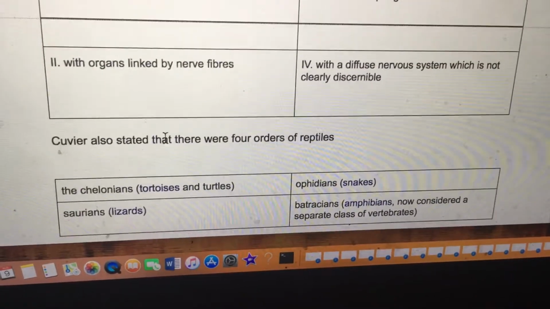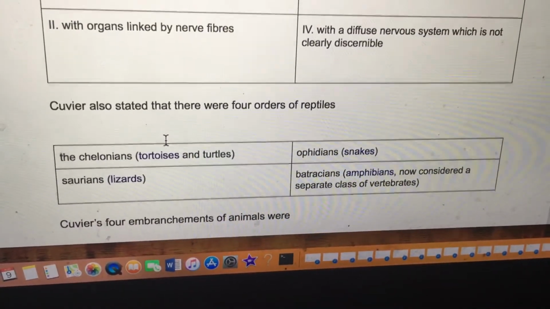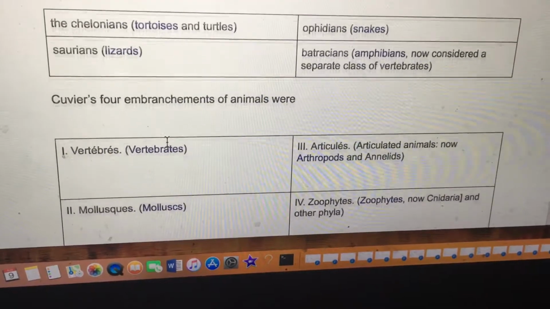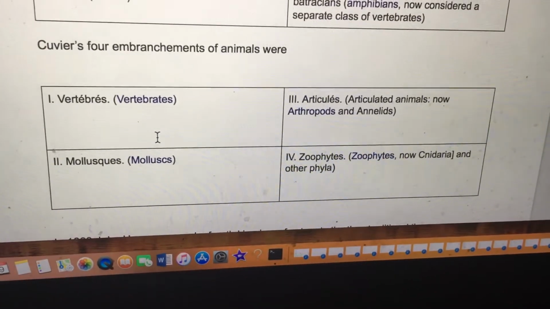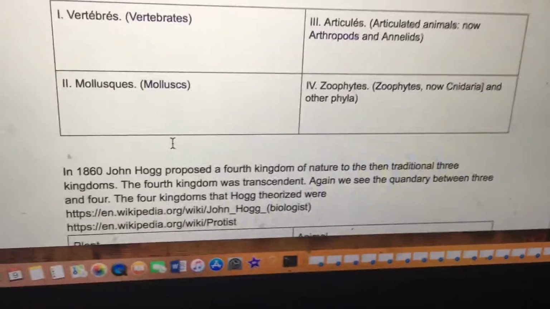Cuvier also stated that there were 4 orders of reptiles. Cuvier's 4 embranchments of animals were vertebrates, mollusks, articulated animals, and zoophytes.